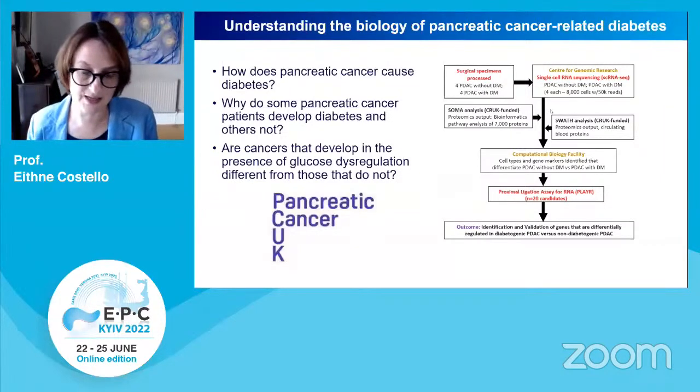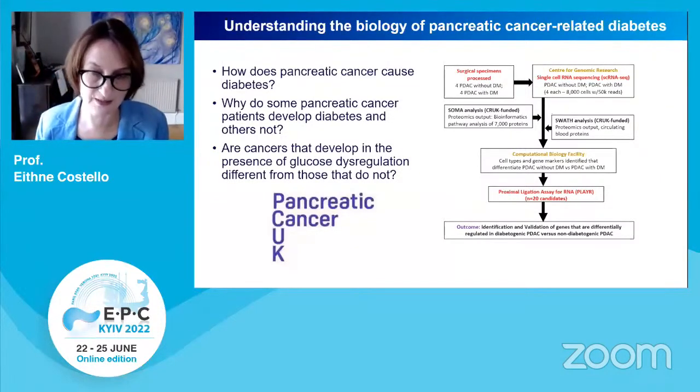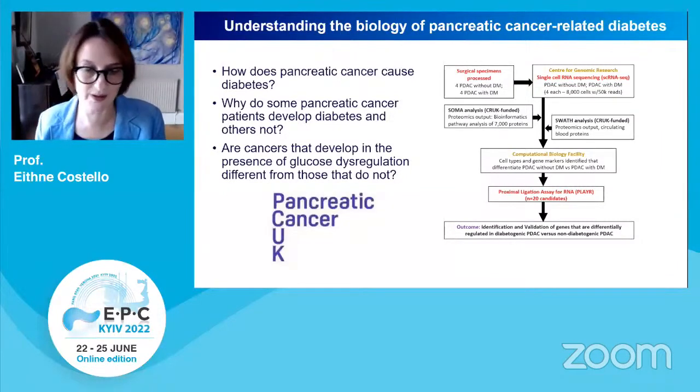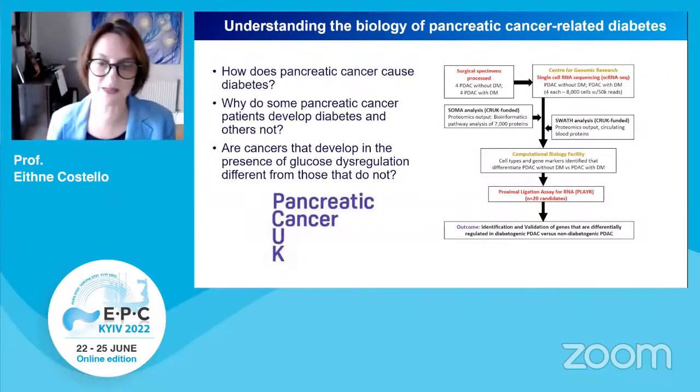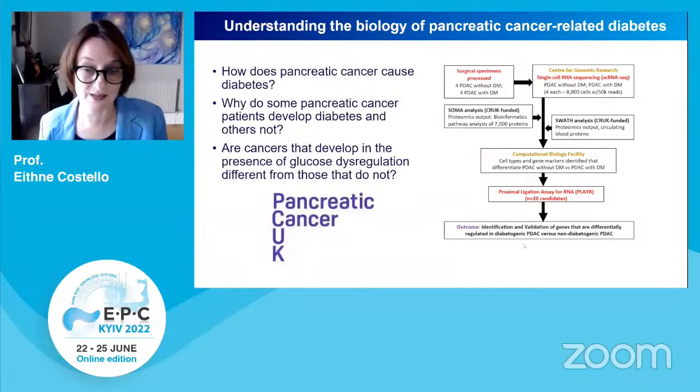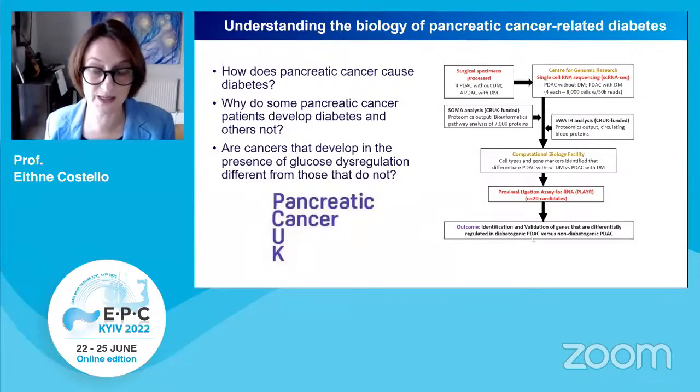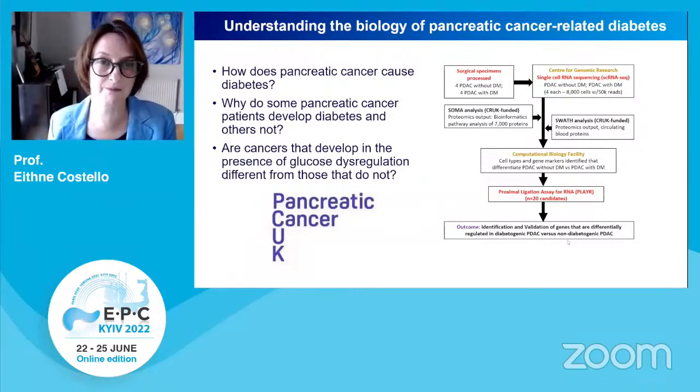And we will endeavour to combine our single cell RNA-seq data with our SOMA and SWATH circulating protein data to build up a picture of pancreatic cancer-related diabetes. And we hope to identify and validate genes that are differentially regulated in diabetogenic pancreatic cancer versus non-diabetogenic pancreatic cancer.